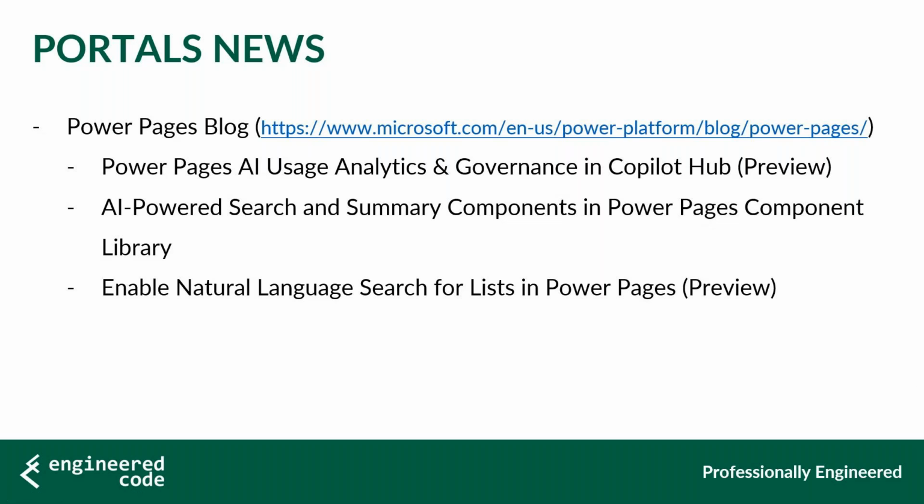The last one is enable natural language search for lists in Power Pages. So natural language search is, if you're looking at a list that has maybe order information, you can say, show me all the orders that are bigger than $500. You can do those types of things, and it's going to filter that list down for you using natural language. So that one's in preview, as well as the AI usage analytics and governance.